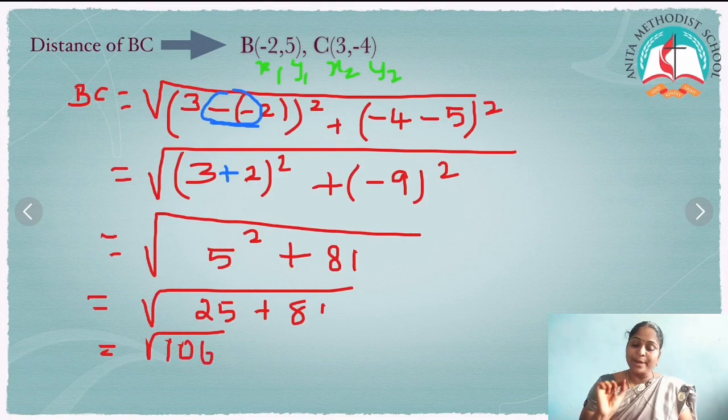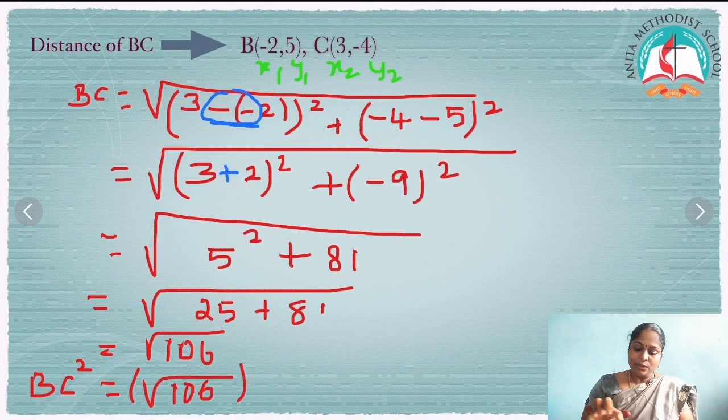Now we are going to find BC square. So how do you find BC square? Take square on both sides, so square and square root cancel. So what is BC square?